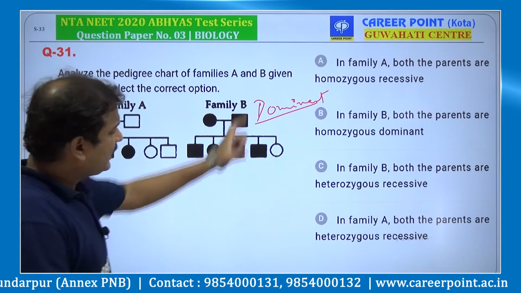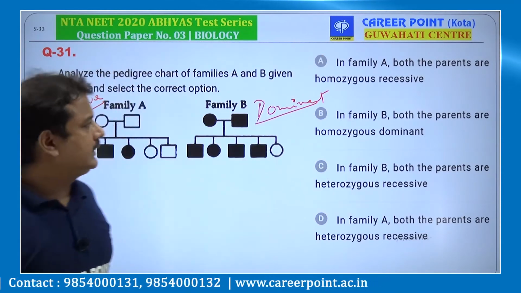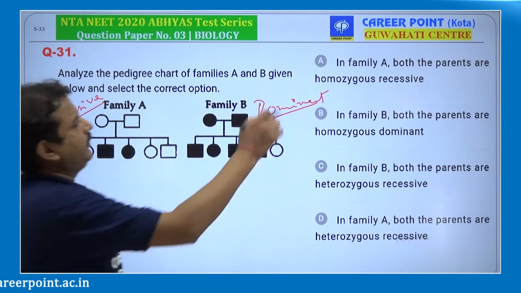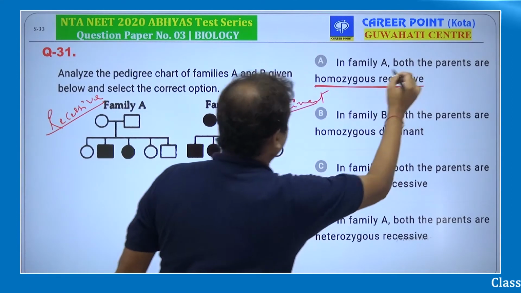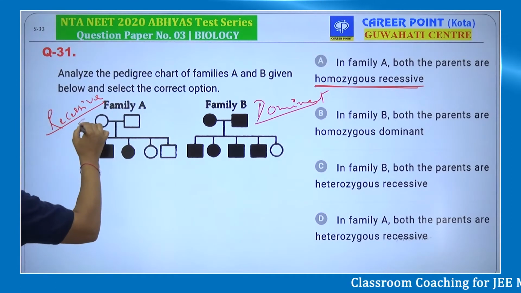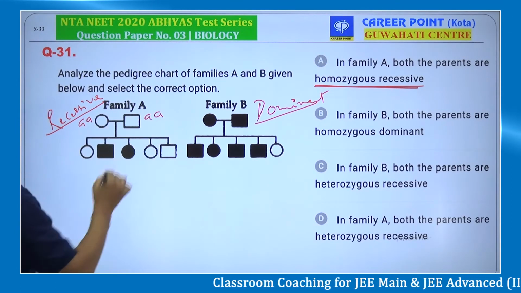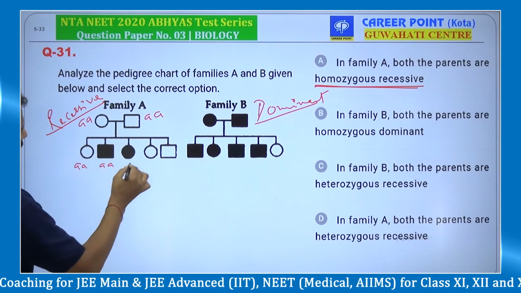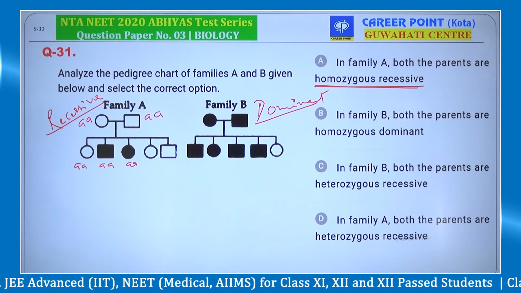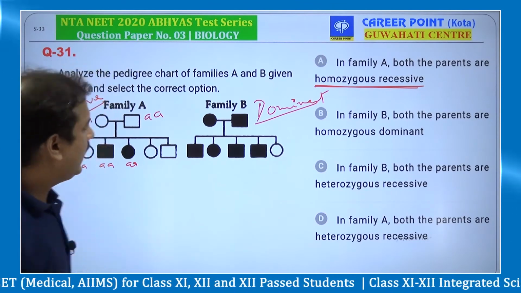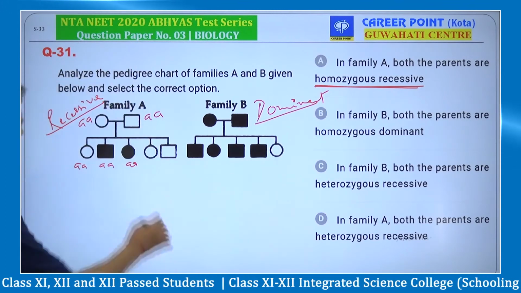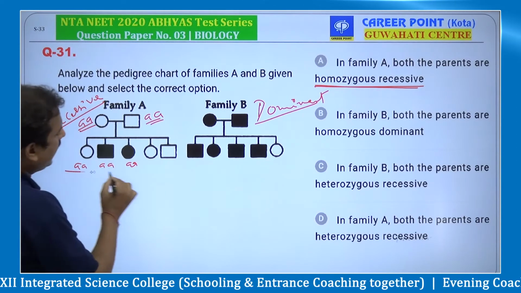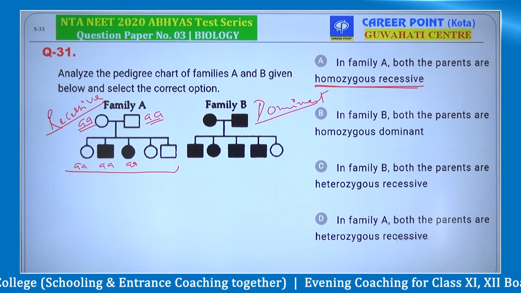Clear? Now, let us check the options. Family A, both the parents are homozygous recessive. If both the parents are homozygous recessive, then what will be the condition? So this is aa. So ultimately every individual must be aa. So every individual should be affected. So that option is not correct, because if both the parents are homozygous recessive, then in an autosomal condition, all the progeny will be small a.